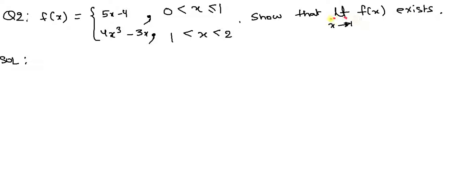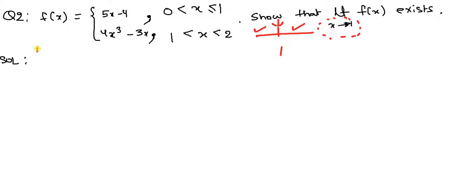So now you're asked to find the limit at x equals 1. So you'll have to check at this quantity, and at this point. Every point should be checked. Then only you can say that the function value exists. So how are you going to solve it now?